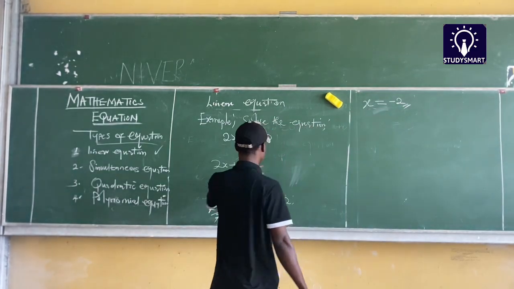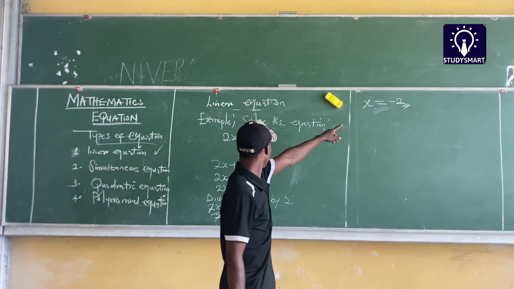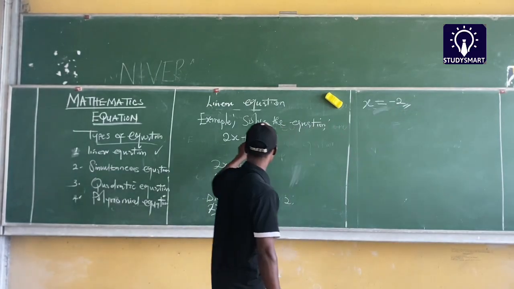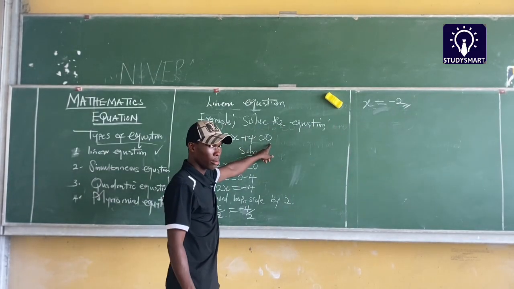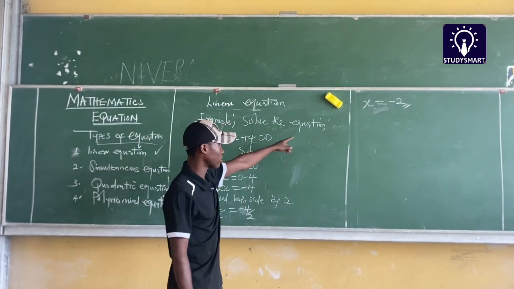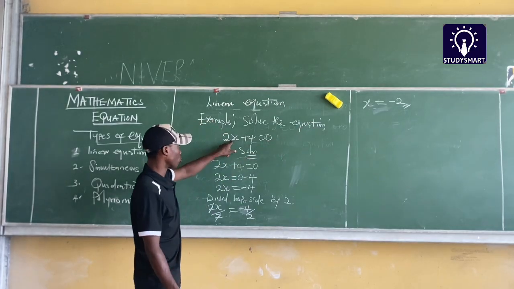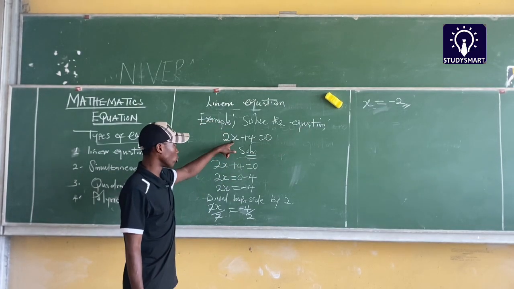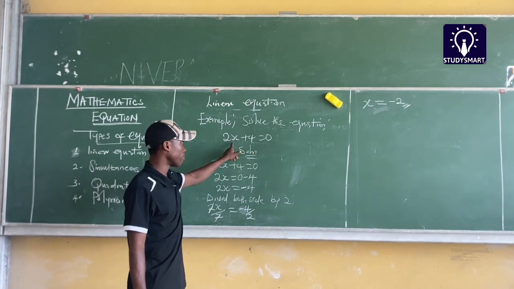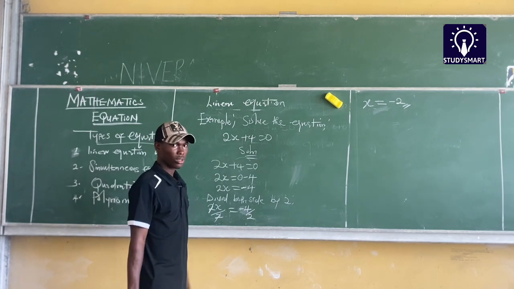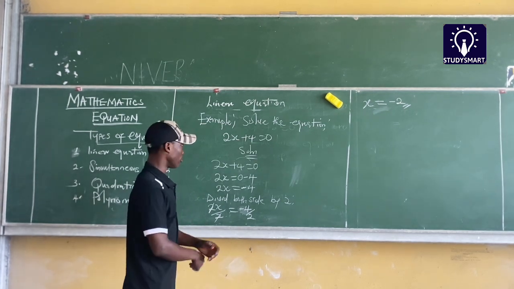So if you put minus 2 in this expression, you get 0, meaning that the left-hand side is equal to the right-hand side. If I put minus 2 here, you do 2 times minus 2 will give you minus 4. So minus 4 plus 4 is going to give you 0. All right, it's going to give you 0.